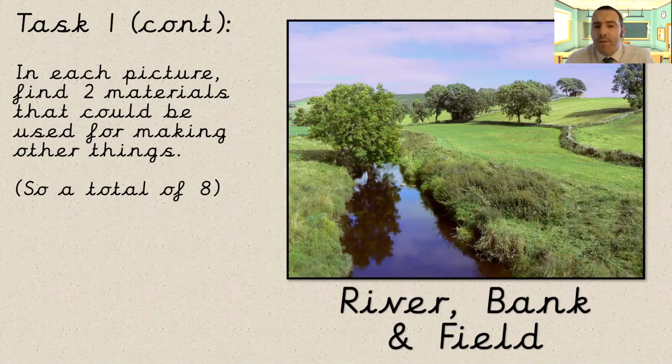A river, bank, and field. What could we make using the materials in here? Well, we've got the water in our river. The water we can drink, it can keep us alive. The grass, again, you can use grass in making a bed. You can wrap it all up and have it as a nice soft bed to sleep on. You've got trees again for building materials and firewood. There's lots of ideas you've got in here. You can use the land as well for having the animals eating the grass, so you can make meat by using the materials that are here.